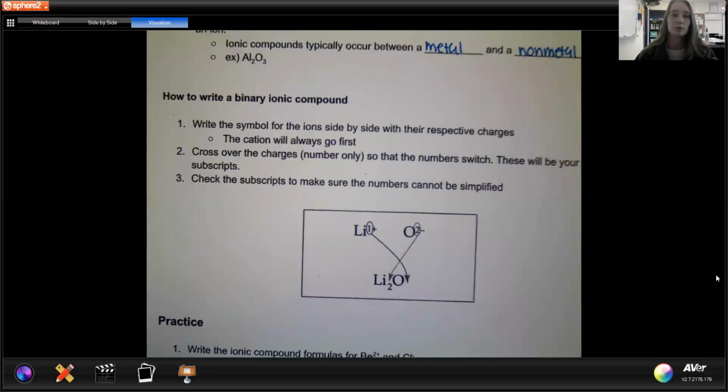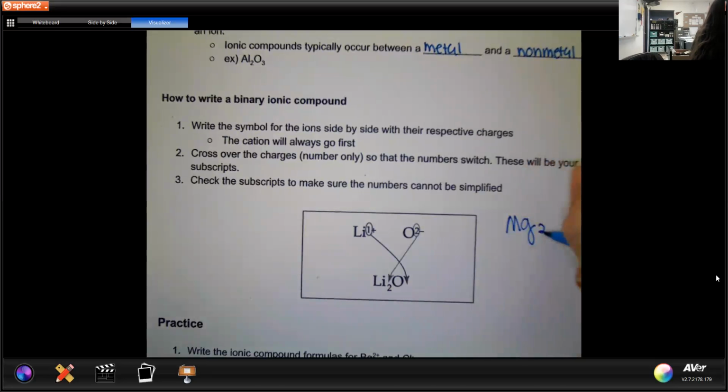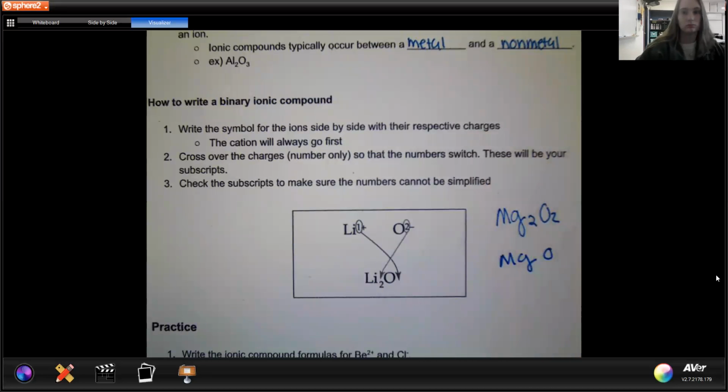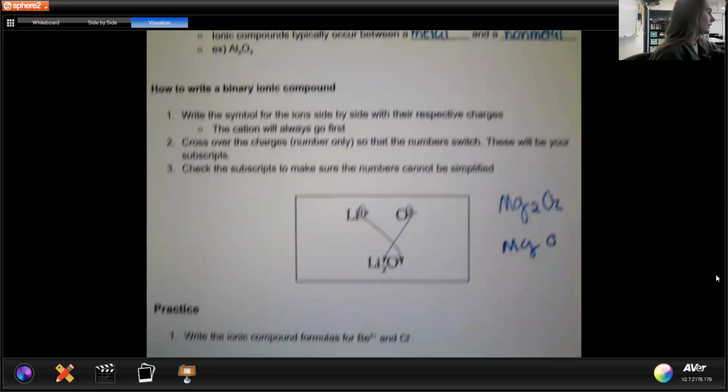Then you just have to check the subscripts to make sure the numbers can't be simplified anymore. So say you had, let's see, Mg, so magnesium, Mg2O2. So say you had something like this. That wouldn't happen. It's just a little redundant. So what they do is reduce it. So they reduce it to MgO. So that's what they mean to simplify. Okay, so let's try it.